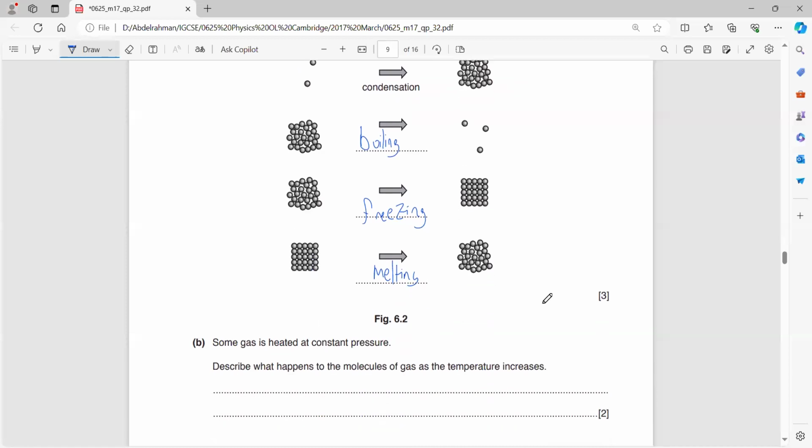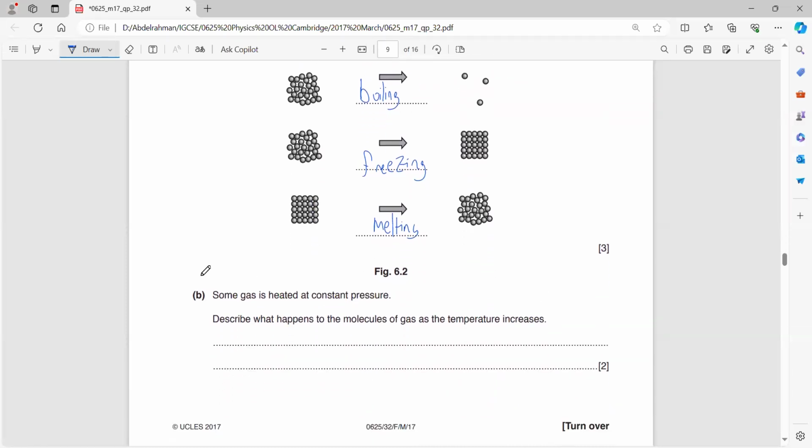Okay. Some gas is heated at a constant pressure. You have some gas. I'll heat this gas at a constant pressure. Describe what happens to the molecules of gas as the temperature increases. When the temperature starts to increase, what happens to the molecules of the gas? They move faster. They gain kinetic energy.